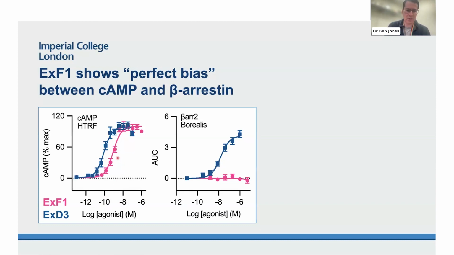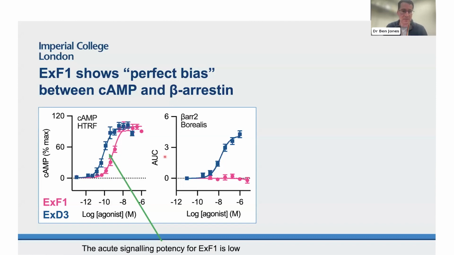On the left, we have a dose response looking at G protein signaling, cyclic AMP. And on the right, we have beta-arrestin recruitment. And you can see that both ligands have the same maximum response for the G protein pathway, but for the beta-arrestin response, the F1 ligand basically just does nothing. So some people might refer to this as a perfect degree of bias between G protein and beta-arrestin signaling.